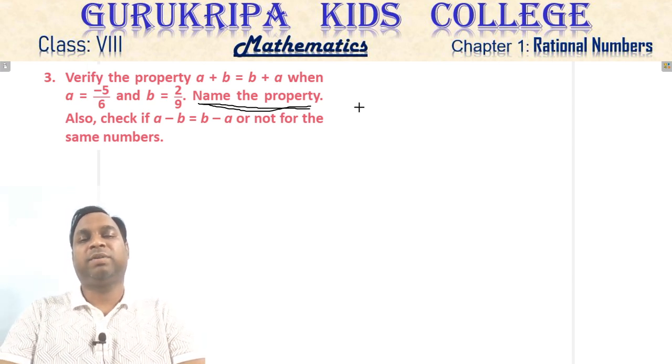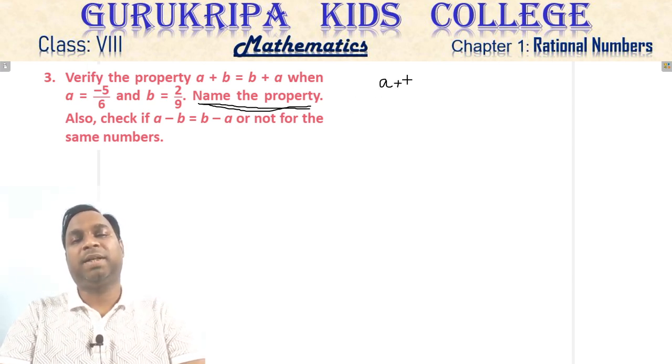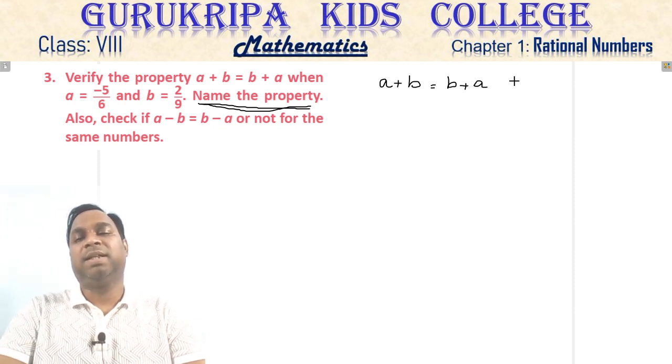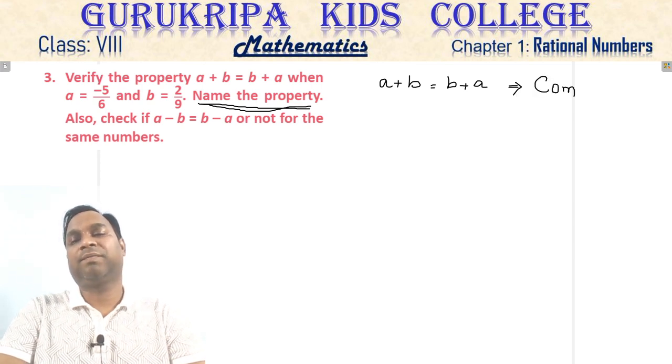A plus B is equal to B plus A. A plus B is equal to B plus A. This is called commutative property.